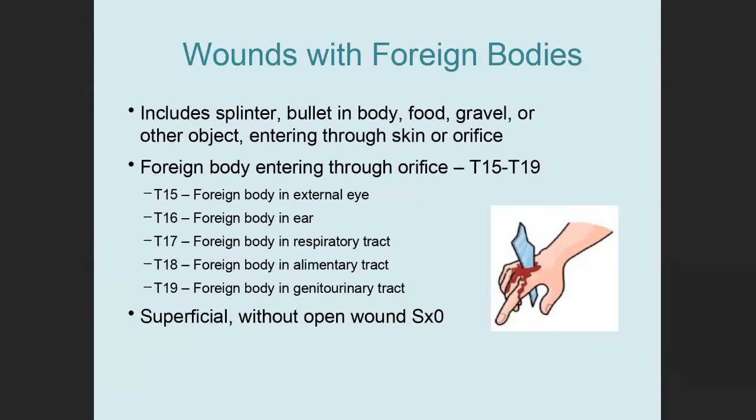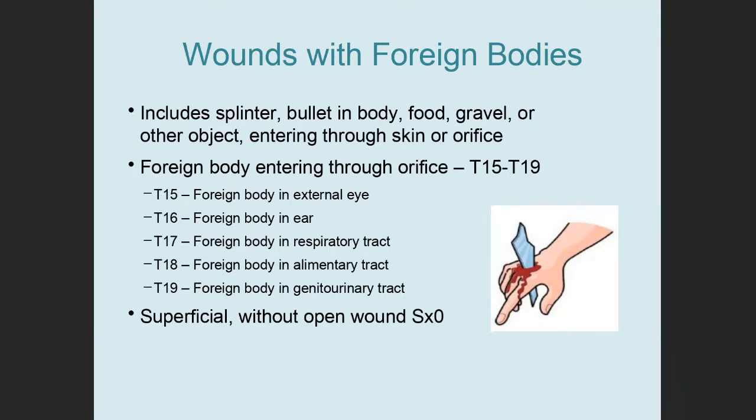Some wounds have foreign bodies in them, such as a splinter, bullet, food, dirt, gravel. It either entered the body through the skin or through an orifice, a body opening like the nose or the ear. So for foreign body entering through orifice, you have T15 to T19, and these are specific. T15 is external eye, T16 is foreign body in ear, T17 is in respiratory tract, T18 is alimentary canal, T19 is genitourinary tract.